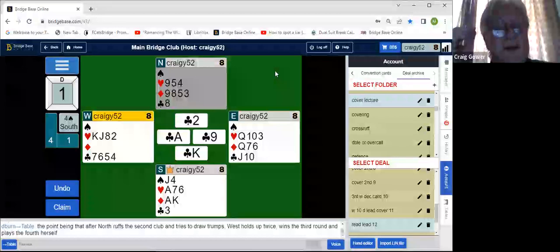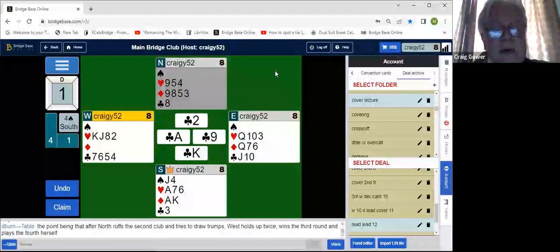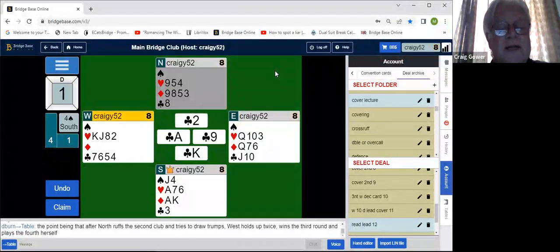So try and read your partner's lead and try and envision what the hidden hand has. That'll normally be the declaring hand. And if you can work out that covering won't help, don't do it. Don't be a slave to these rules.